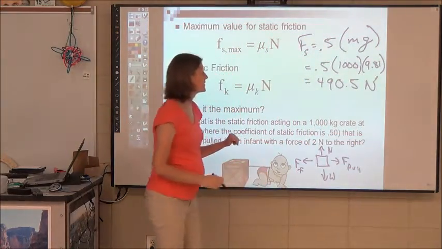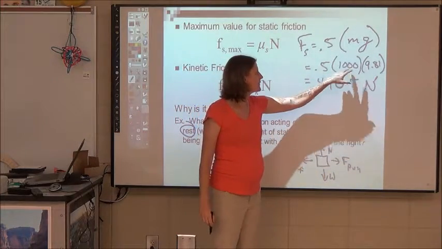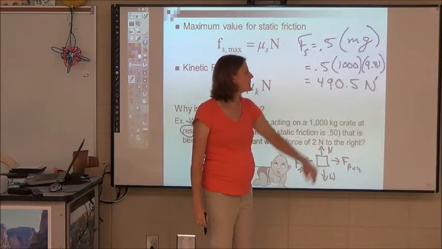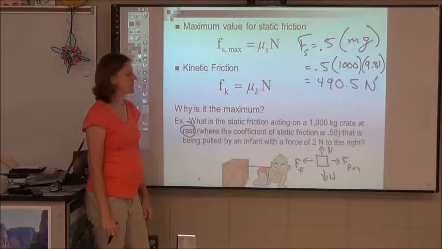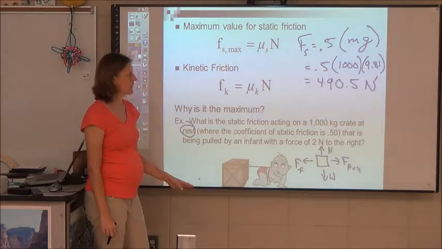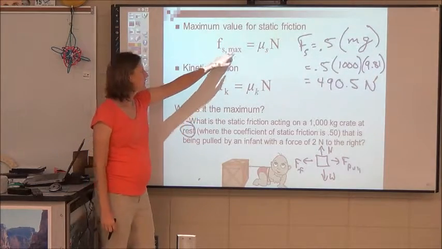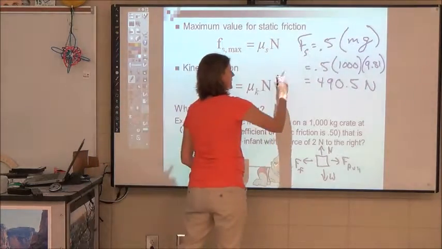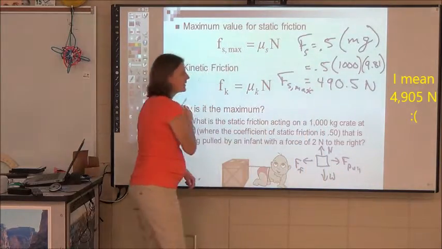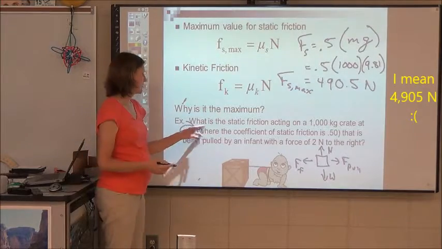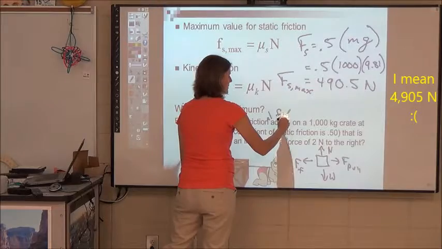All right, so multiply that out. Half of 1,500, 500, times 9.81 is 490.5 newtons. And this is what I get for the maximum value of static friction. That is not the answer to this question. What is the static frictional force?